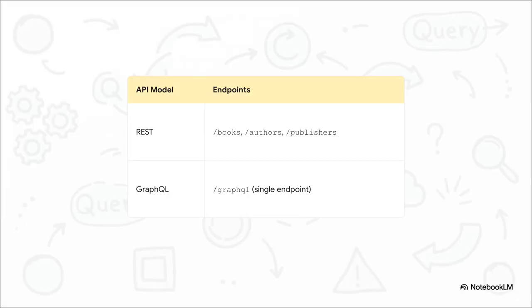With the old REST approach on the left, you might have this long, sprawling list of different endpoints for books and authors and publishers. With GraphQL on the right, there's usually just one. A single, powerful, intelligent endpoint. Every single request goes to the same address.